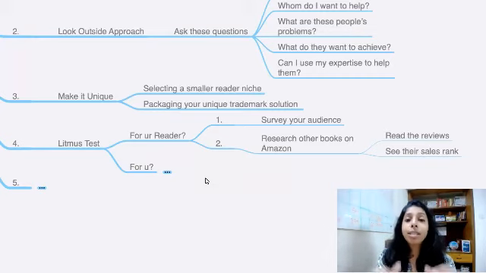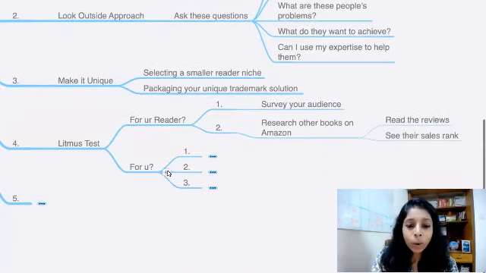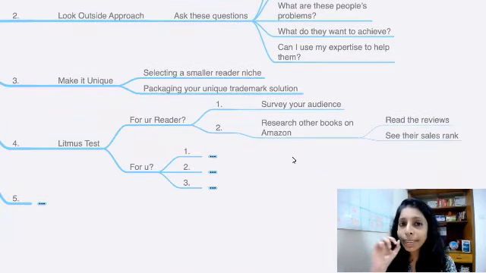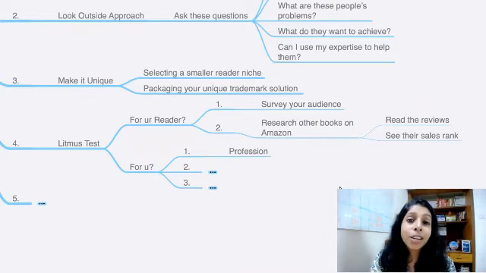The second litmus test is for you. Are you connected enough to this book? Is this book something that you should really write? Okay, and there are 3 questions you need to ask yourself. If the answer to at least one of these questions is a yes, you should go ahead. The first question is, is it your profession?